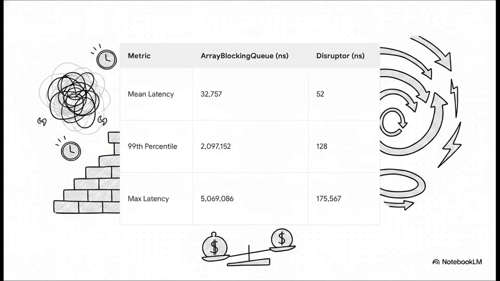And just look at these results. They're absolutely staggering. The average latency drops from nearly 33,000 nanoseconds with a standard Java queue, all the way down to 52 nanoseconds with a disruptor. But the number that really blows my mind is the 99th percentile. It goes from over 2 million nanoseconds, that's 2 full milliseconds, down to just 128 nanoseconds. That is the kind of difference that makes or breaks a high-frequency trading firm.